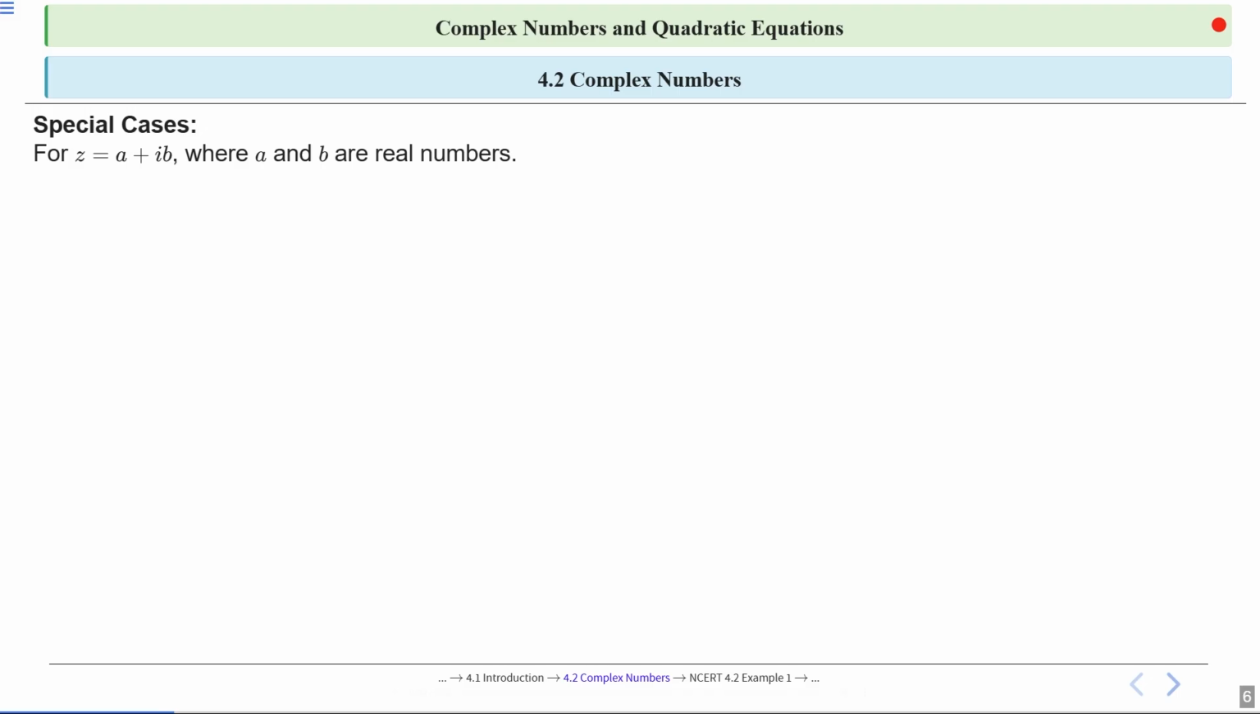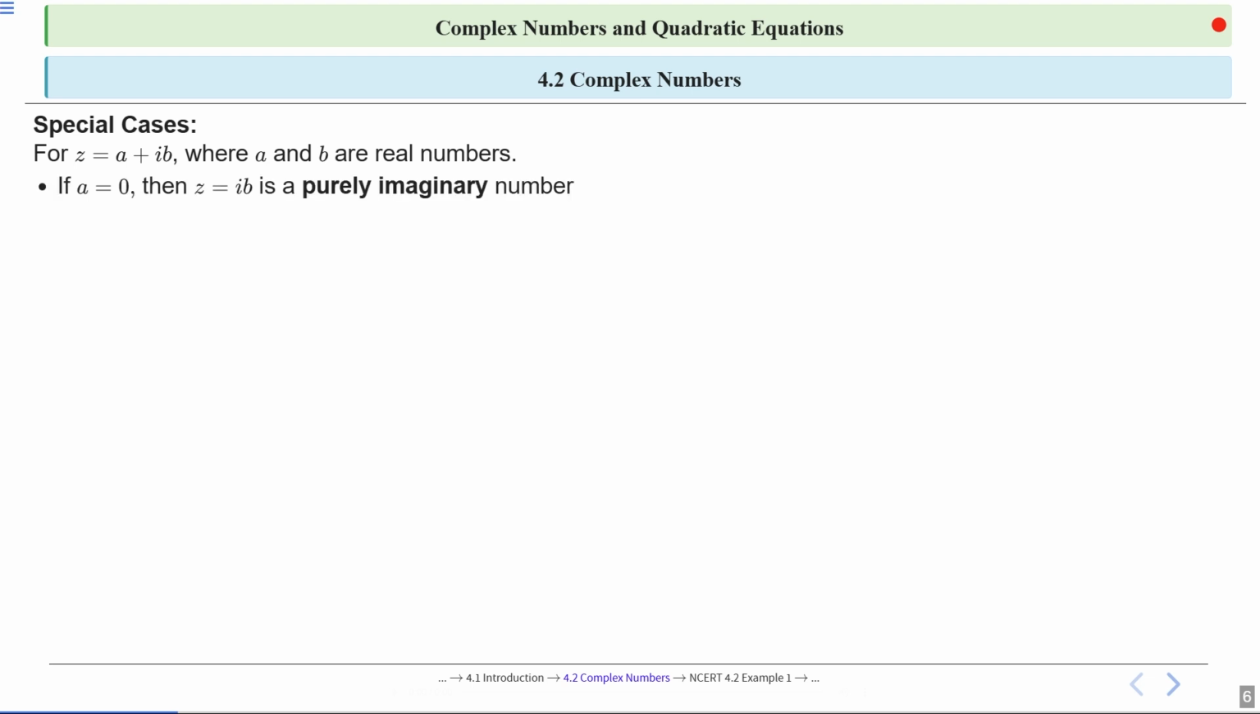First, let's recall the general form of a complex number. Z equal to A plus iota B, where A and B are both real numbers. Here, A is called the real part of Z and B is the imaginary part. This form is the foundation for all the special cases we will discuss.